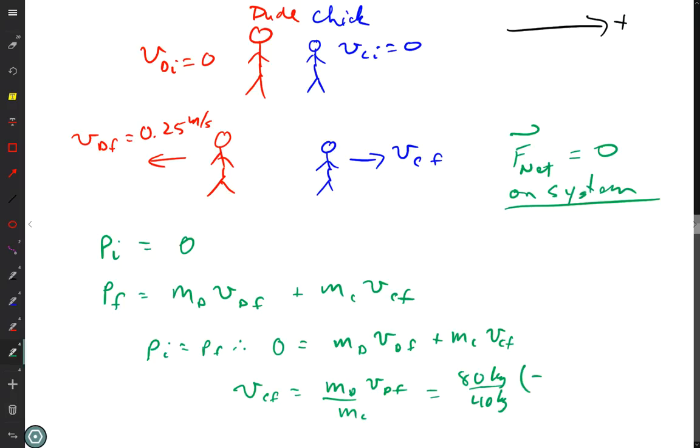I should have put a minus sign there with his velocity, because we have velocities in one dimension, and that was the negative direction. Minus 0.25 meters per second times 80 over 40 gives me, oh, I forgot a minus sign there. The minus sign makes it a plus. Forgetting things today. 0.50 meters per second. So she's moving out here at 0.50 meters per second. That's the way it's supposed to work.